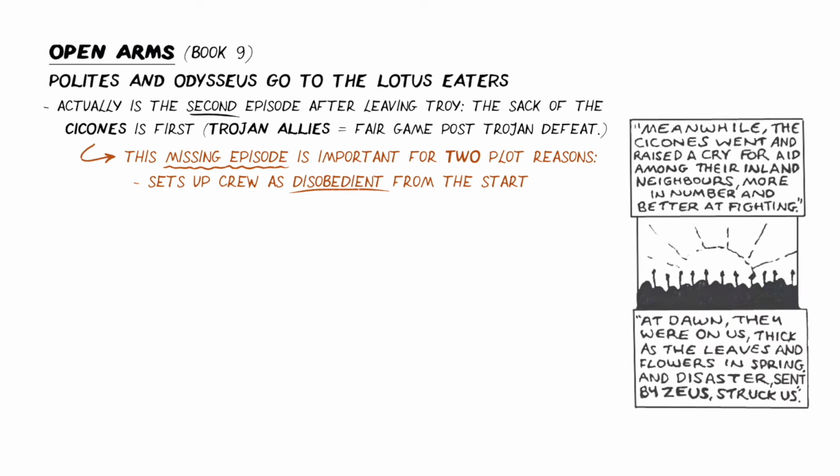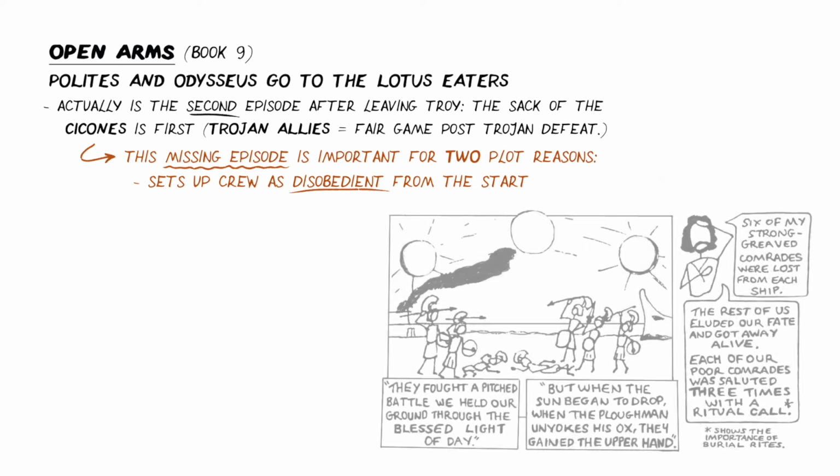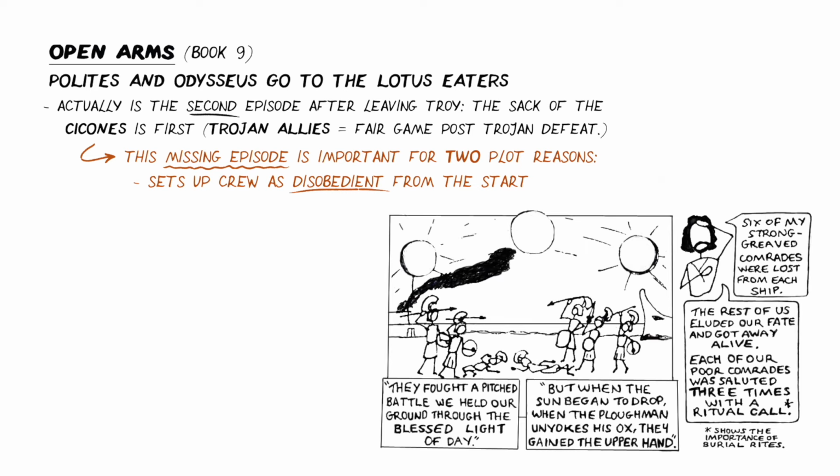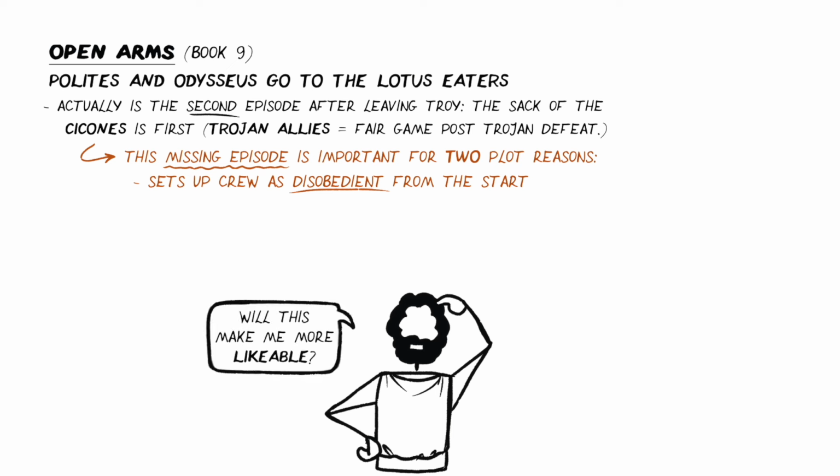It's pretty damn big. And the next morning, pretty much exactly as expected, probably, they are attacked by the reinforcements the Cocones have sent for. And they barely get away. They lose 6 men from each ship, and it's not Odysseus' fault, Odysseus is very keen to point out, because it is his narrative. He's the one telling the story.